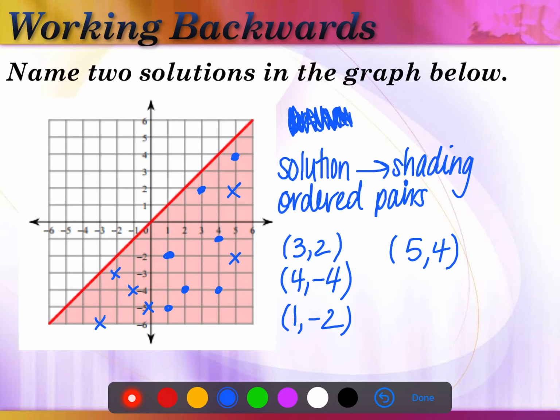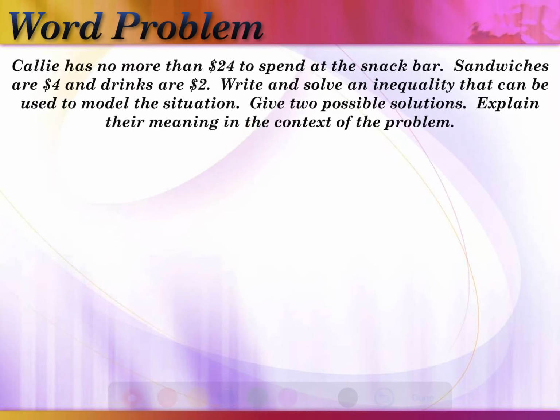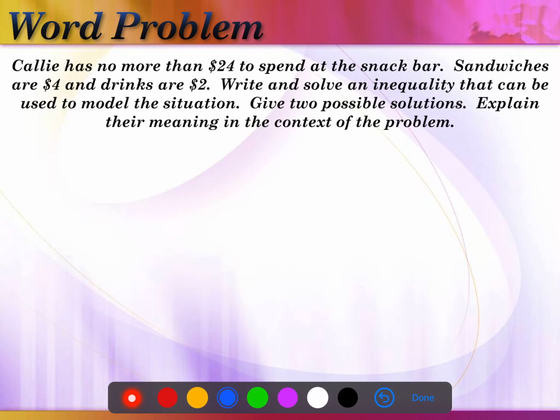All right, one more deep breath, because we're going to do a word problem. Okay, so Callie has no more than $24 to spend at the snack bar. Sandwiches are $4 and drinks are $2. Write and solve an inequality that can be used to model the situation. Okay, give 2 possible solutions and explain their meaning, in the context of the problem.